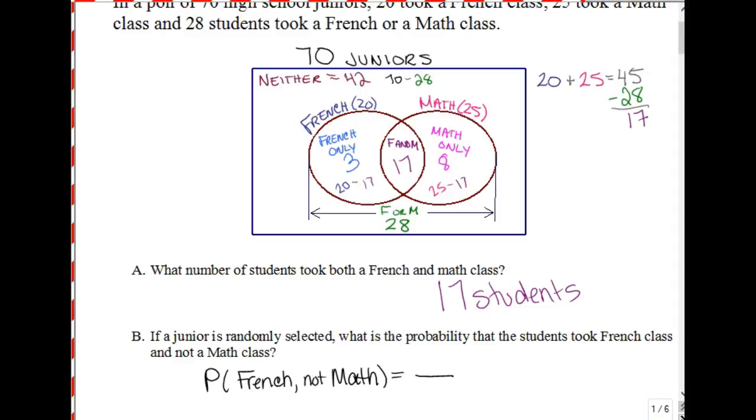If we're looking at a random junior, how many juniors were there? We're looking at our total population of 70 juniors. Next, we need to determine how many students took French but not math. And looking at our Venn diagram, that answer is 3.